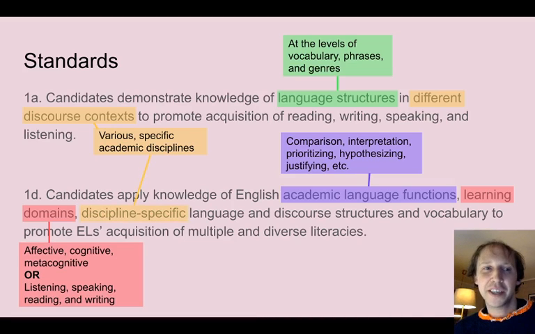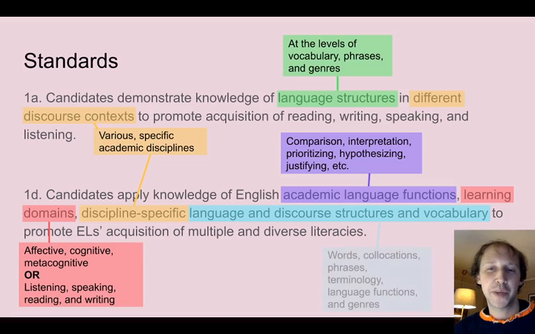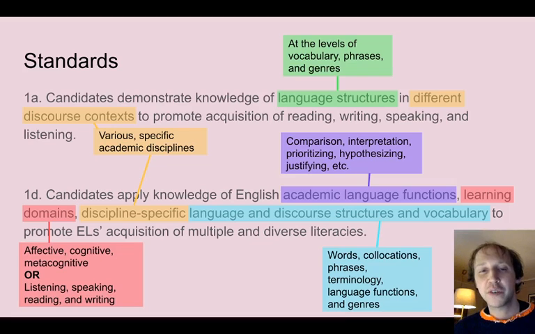Discipline specific, again, shows up in 1D. And then this one, language and discourse structures and vocabulary. This is a big term that I'm picking apart to look at all of these things. So words, collocations, phrases, terminology, language functions, and genres.